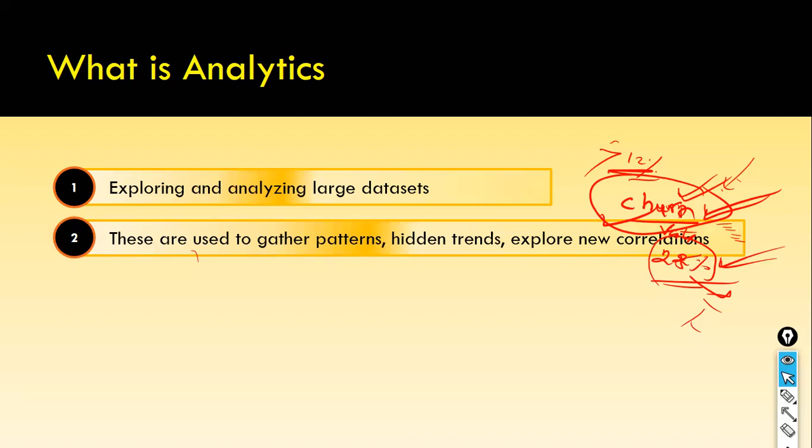So in that case, you can mitigate the risk. And also you want to find out the top and bottom selling products by region, and by doing so you are allowing people to make strategic business decisions and business predictions. Okay, so analytics helps us to make strategic business decisions and business predictions also. And it also helps us to gather patterns and hidden trends, and explore new correlations.